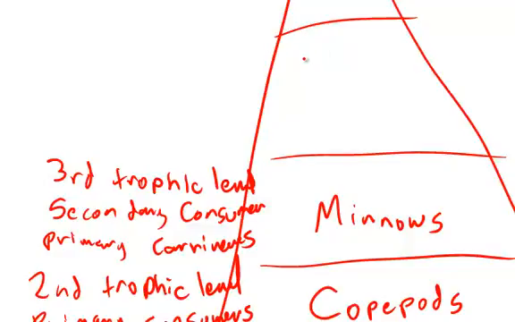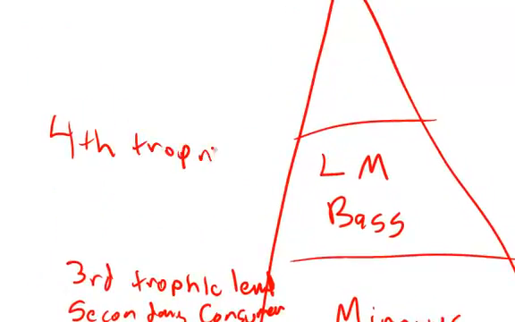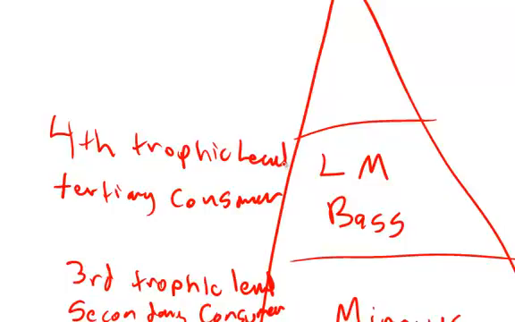Minnows in turn might be eaten by a larger predatory fish. We're going to say a largemouth bass. And to save some writing, I'm just going to put LM bass. So a largemouth bass. Of course, this would be the 4th trophic level. This would be the tertiary or third level consumer. And this would be a secondary carnivore. Secondary carnivore. Oops. Carnivores.